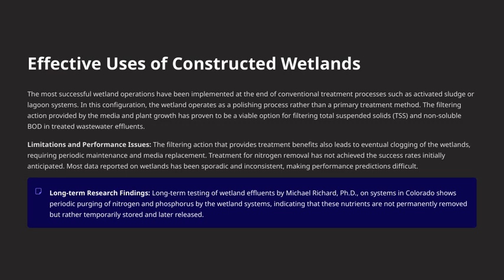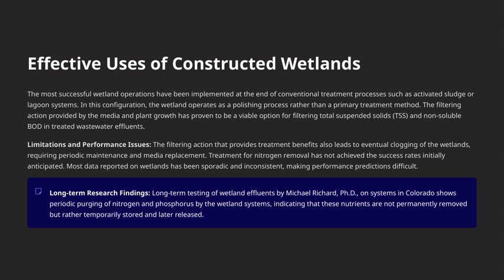Let's talk about the effective uses of constructed wetlands. The most successful operations are typically implemented at the end of conventional treatment processes, such as activated sludge or lagoon systems. In this setup, the wetland functions more as a polishing step rather than the primary treatment. The filtering action provided by the media and the plant growth has proven to be quite effective for filtering out total suspended solids, or TSS, and non-soluble BOD in the treated wastewater effluents.